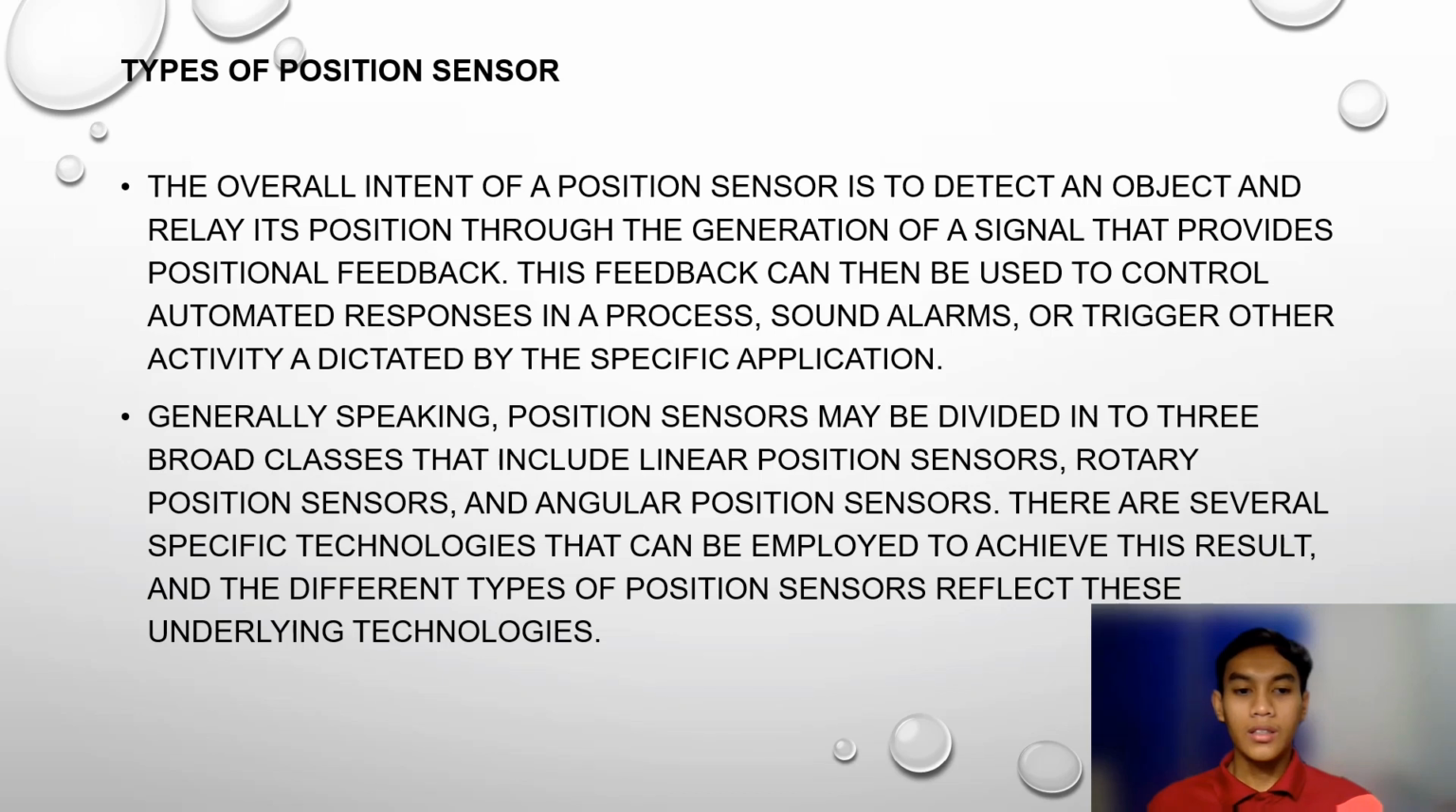Next, generally speaking, position sensors may be divided into three broad classes that include linear position sensor, rotary position sensor, and angular position sensor. There are several specific technologies that can be employed to achieve this result, and the different types of position sensor reflect these underlying technologies.